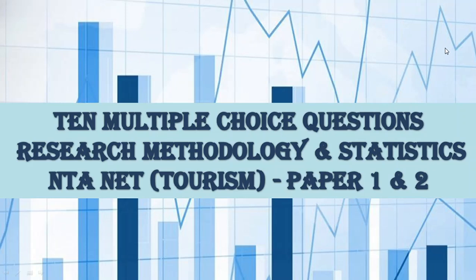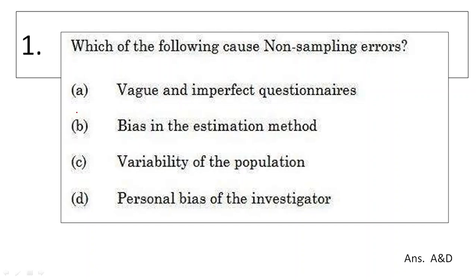In this set, you will find questions from the research methodology and statistics section. And 10 out of 10 questions are taken from previous NTA UGC NET examinations. So let's begin. Our first question is, which of the following cause non-sampling error?